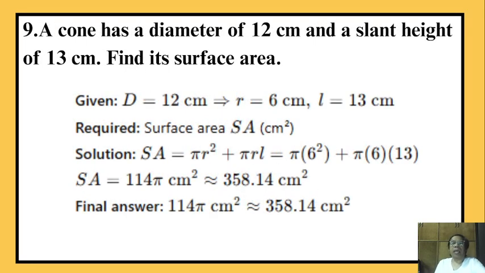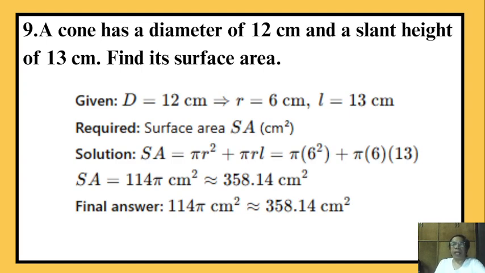Number 9. A cone has a diameter of 12 centimeters and a slant height of 13 centimeters. Find its surface area. So we're given the diameter of 12 centimeters, and of course, the radius is 6 centimeters, and the slant height is 13 centimeters. So we are asked to determine the surface area.